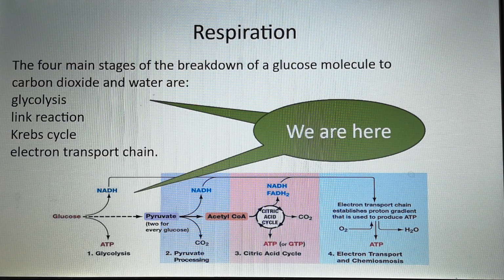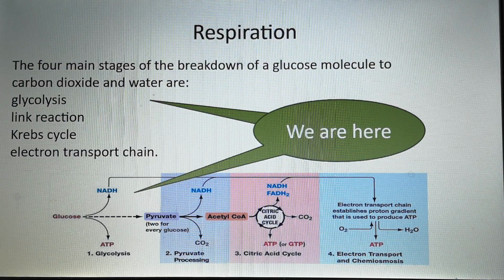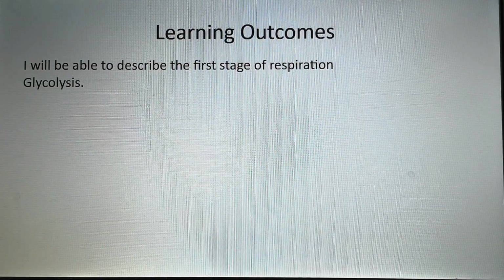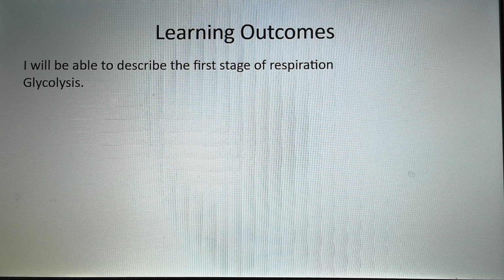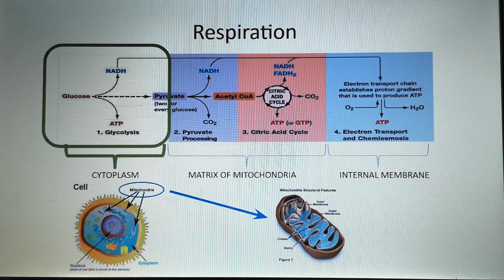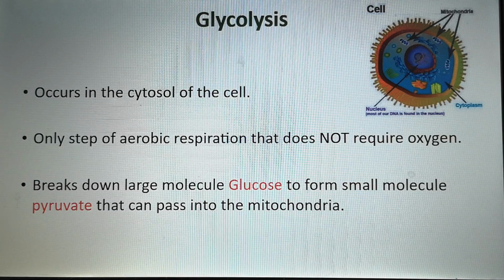Okay, so here we are. We are in the very first stage, which is glycolysis. Our learning outcomes today are to be able to describe the first stage of respiration, which is glycolysis. Glycolysis happens in the cytoplasm of the cell, not in the mitochondria yet. So the first stage of respiration happens in the cytoplasm or the cytosol.